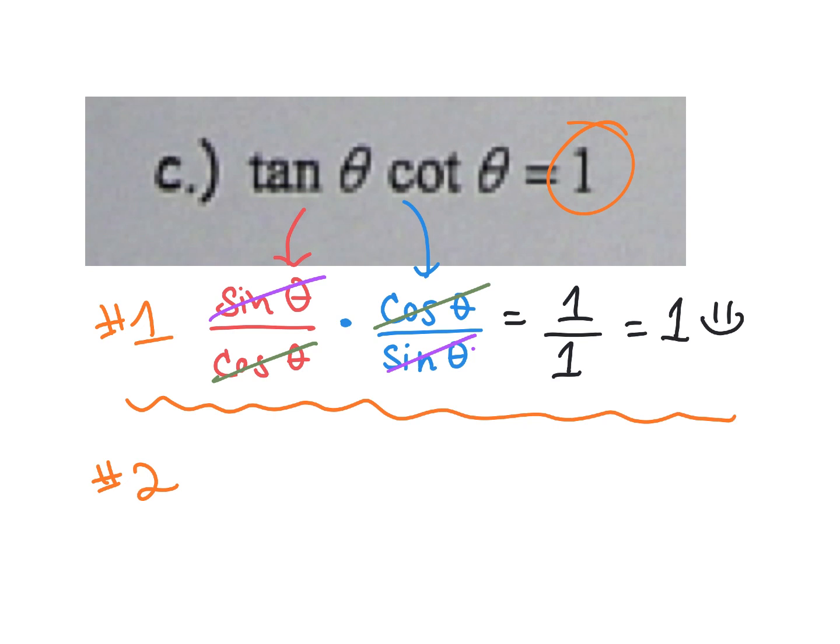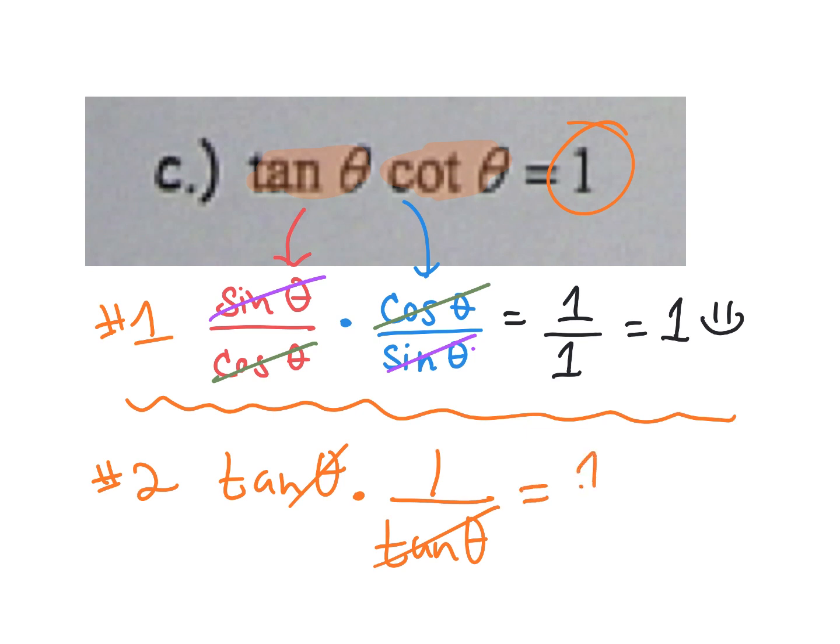And in order for that to be true, these two things, tangent and cotangent, have to be multiplicative inverses of each other. In other words, they have to be reciprocals. So I can use my reciprocal identity to verify this as well. We can leave tangent the way it is, and then I can rewrite cotangent as 1 over tangent. These things cross cancel. Again, you're still left with 1 over 1, and that's 1.